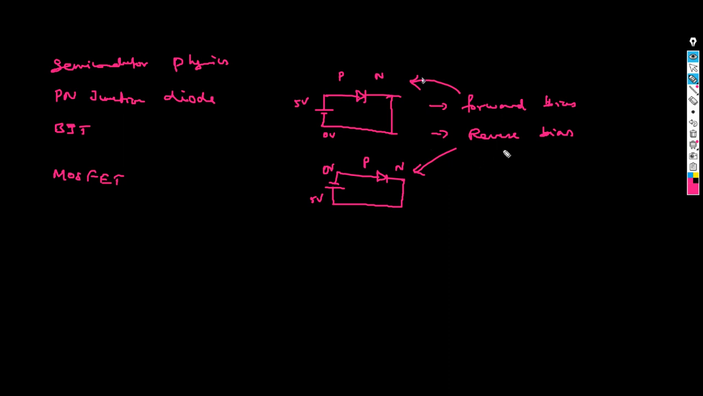Now when it's a reverse bias diode, it is completely off, because the depletion region increases, so it is more of an on-off condition.